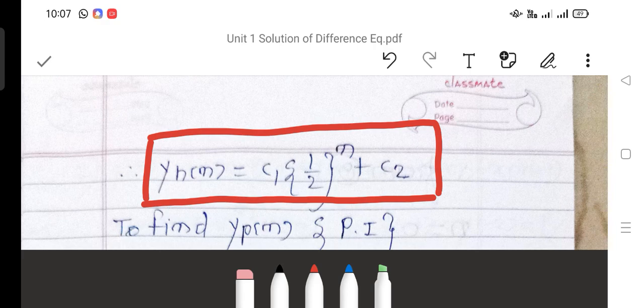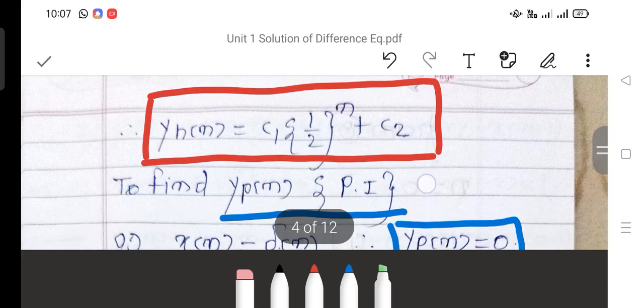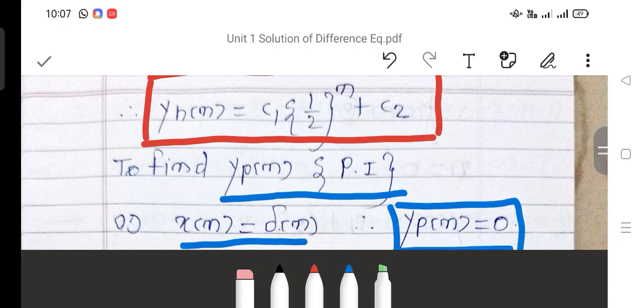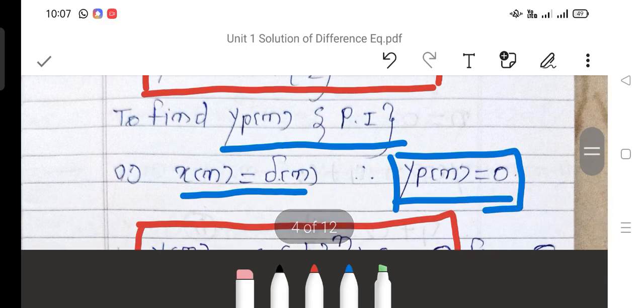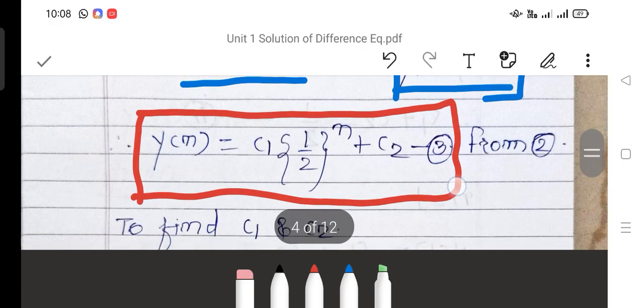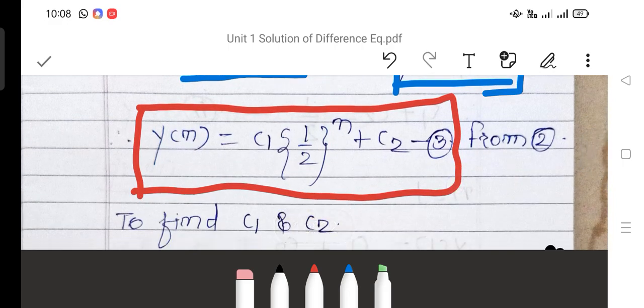Now to find yp, again we have to see which response we are calculating. As we are calculating the impulse response, x of n equals del of n, therefore yp of n equals 0. Again we use the table that we discussed in the first part of this lecture: if the impulse response is to be calculated, we take yp equals 0. So we get the total solution as c1 times 1 by 2 to the power n plus c2. This is our equation number 3.